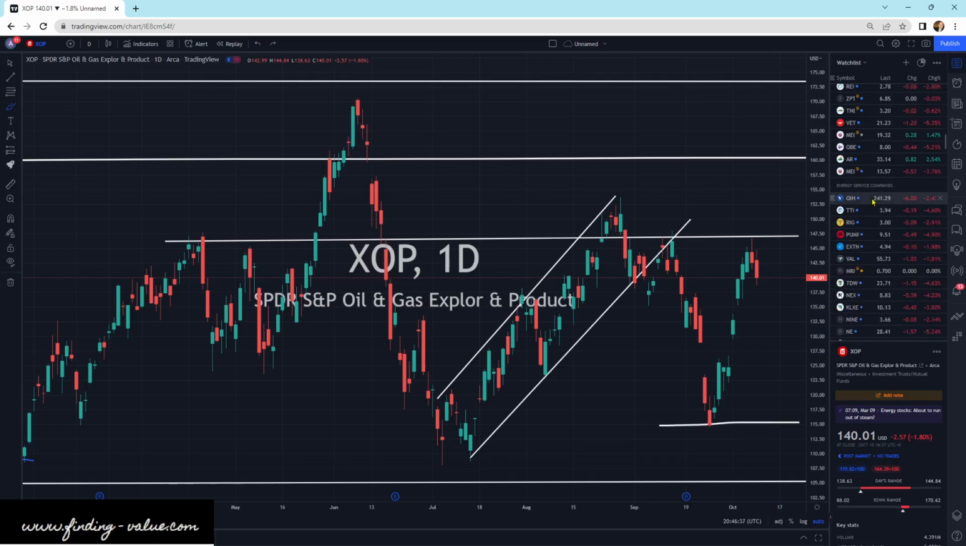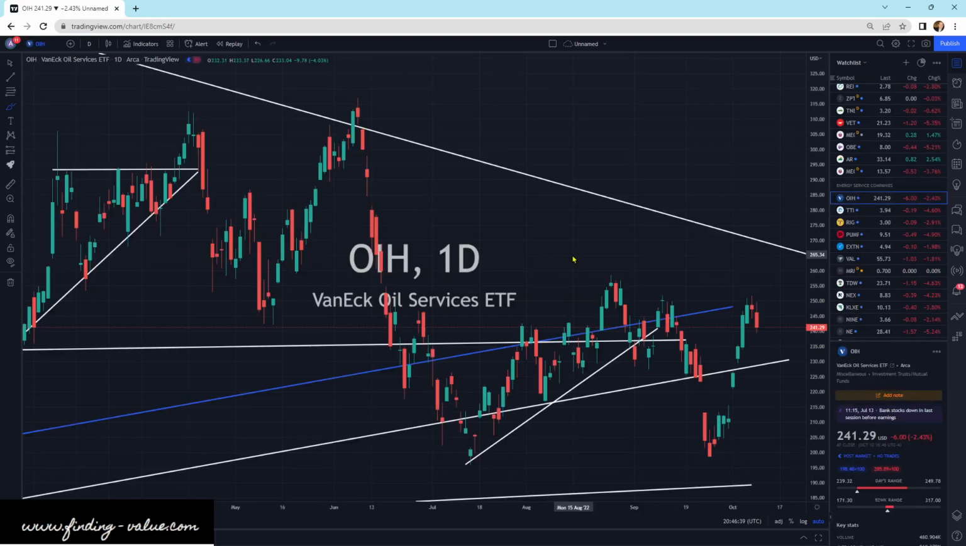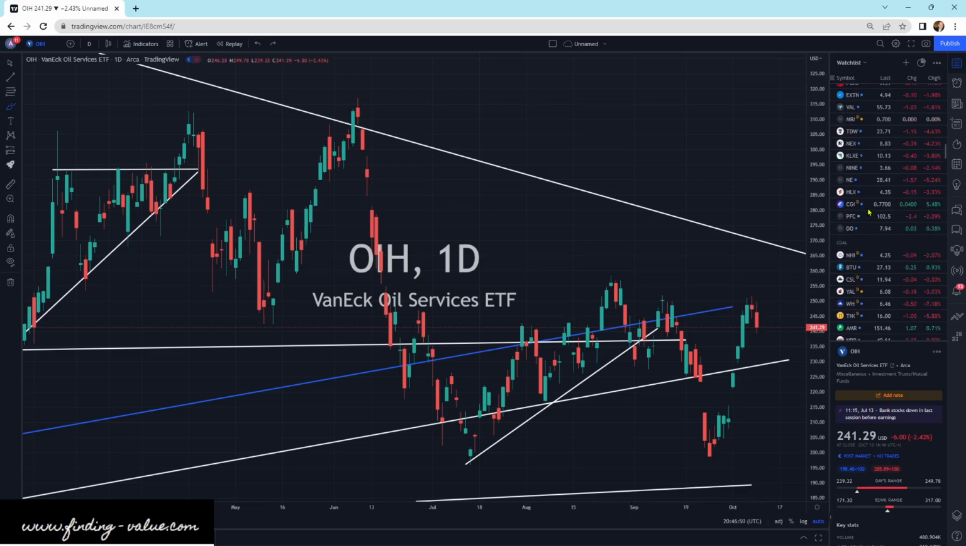Scrolling down to OIH, the energy service companies. They're following along with XOP. We're at a little bit of this resistance area, and we're just bouncing around. Not a reversal candlestick, no big deal that I see there.